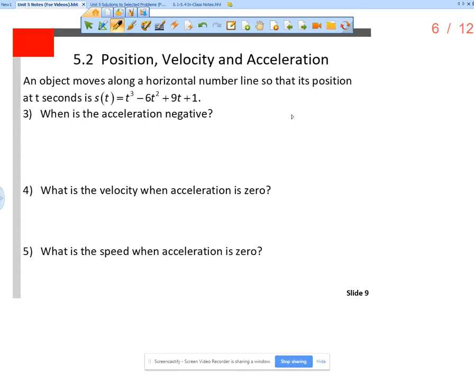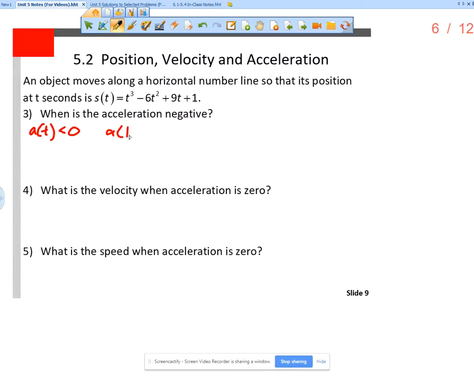Slide number 9. An object moves along a horizontal number line, with the same equation. When is the acceleration negative? Remember, acceleration is the derivative of velocity, and velocity is the derivative of position. So I need to figure out when acceleration is less than 0.